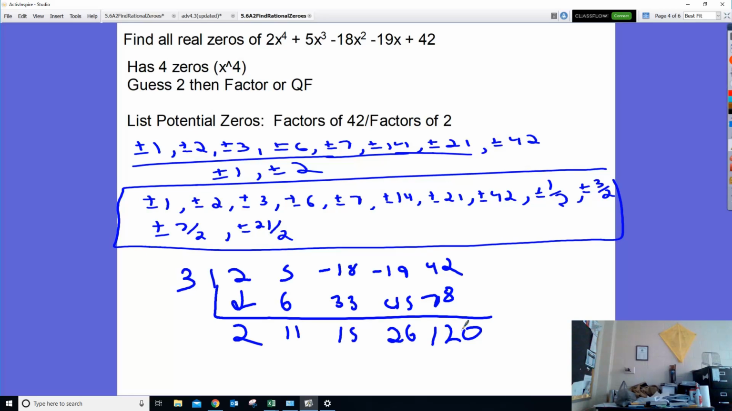Don't cross out all of it. Oh, yeah, it could be negative. You can try the negative 3. Why not? Let's get right to it.